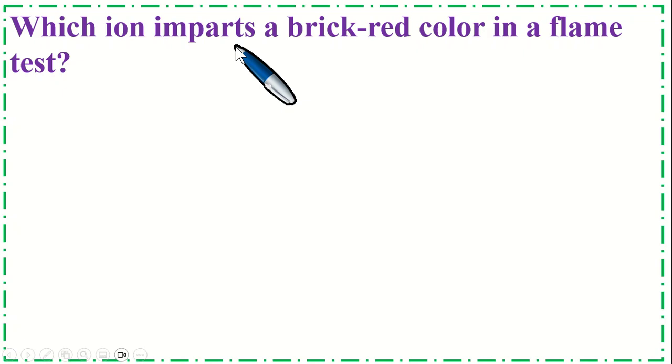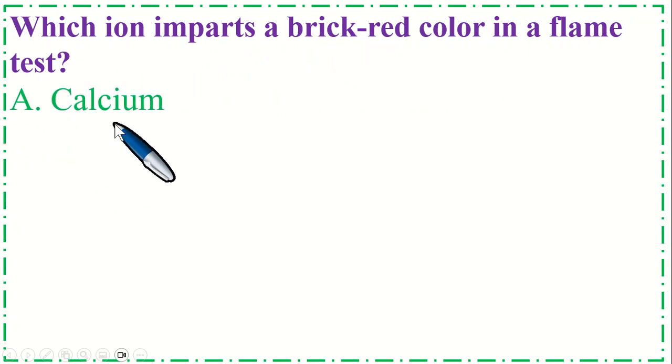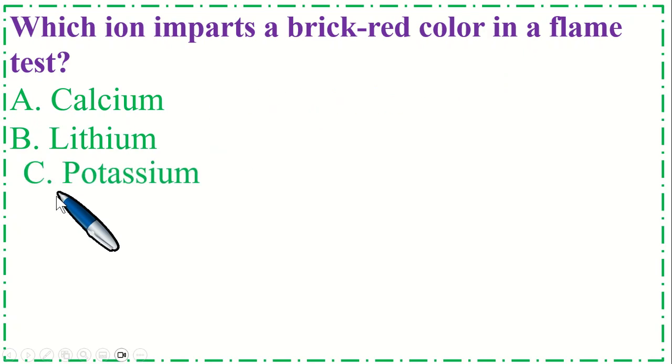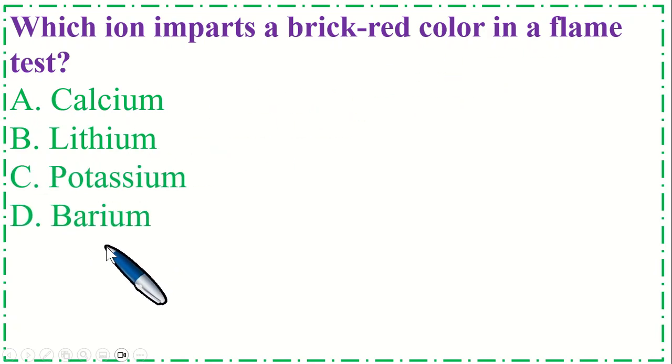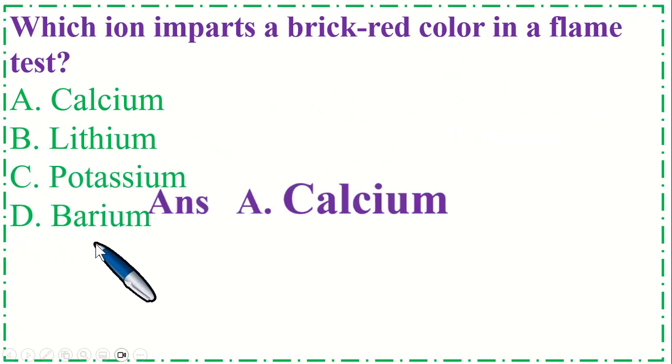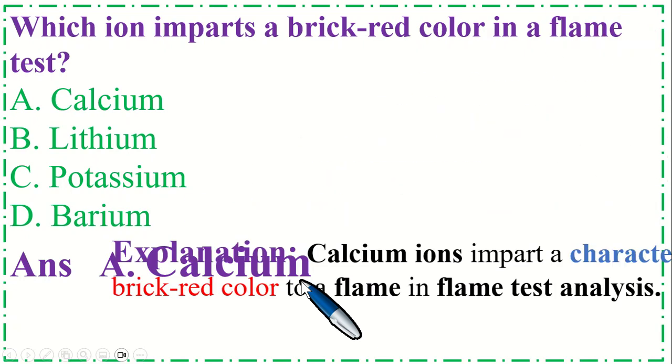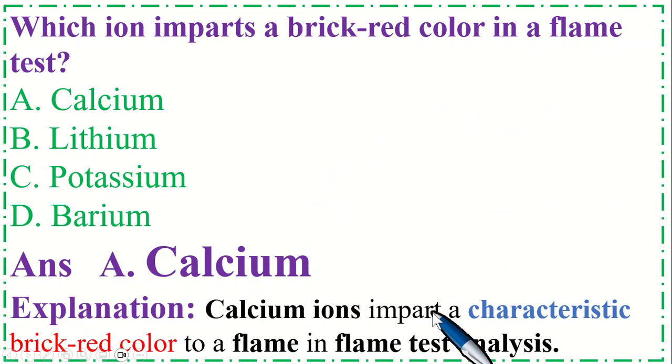Which ion imparts a brick red color in a flame test? Option A, calcium, B, lithium, C, potassium, and option D, barium. So the correct option is A, calcium. Calcium ions impart a characteristic brick red color to a flame in flame test analysis.